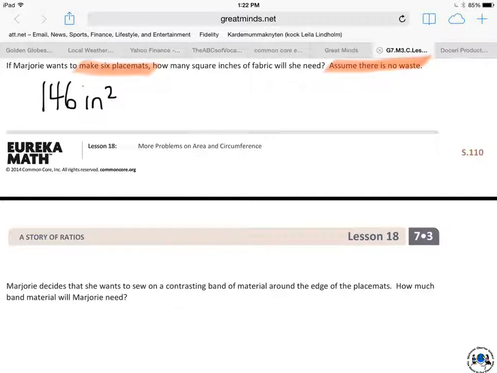And all I need to do, therefore, is just multiply by 6, as I think many of you figured out already. And if I go ahead and do my multiplication here, 7 to 8, 876 square inches of fabric. Okay, that's what I would need.